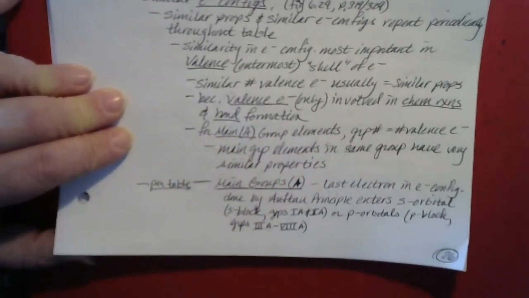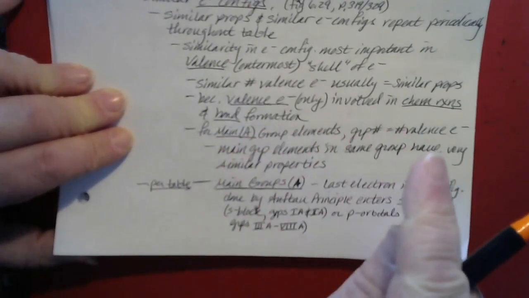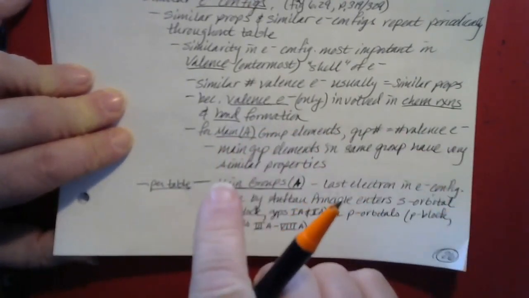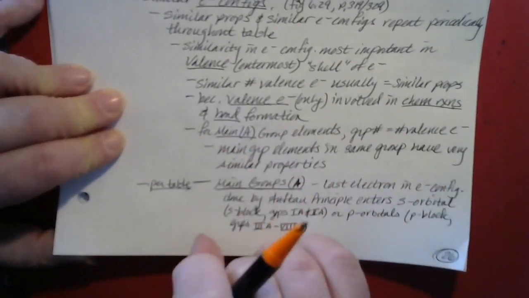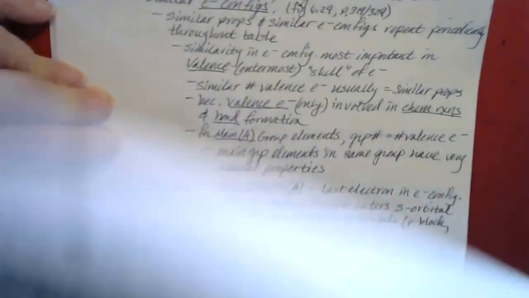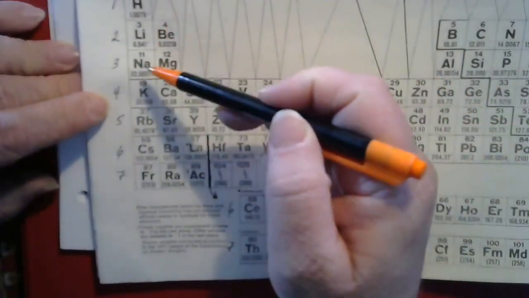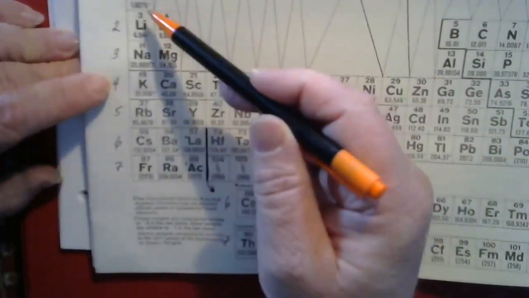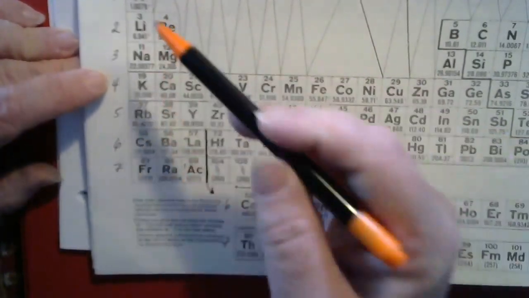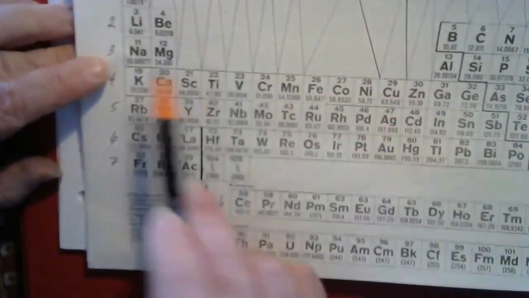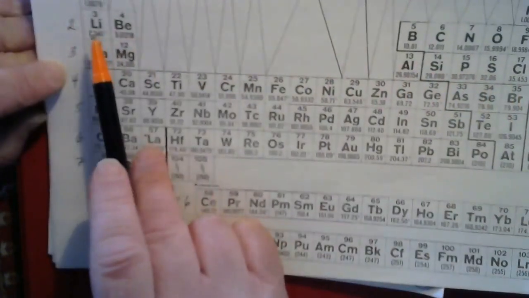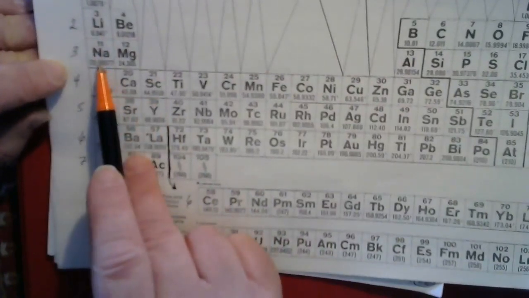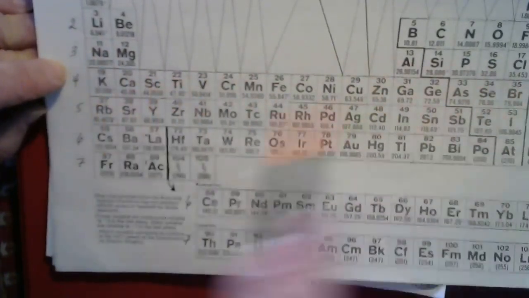For the main group elements, the number of valence electrons is the same as the group number, that is, for the A groups. And the main group elements in the same group will have very similar properties. Like if you look at, say, lithium and sodium, they have very similar properties. They're both very reactive metals. They both form compounds in a 1-to-1 ratio with halogen elements like chlorine. Lithium chloride is LiCl, sodium chloride is NaCl, so they both have a 1-to-1 ratio.